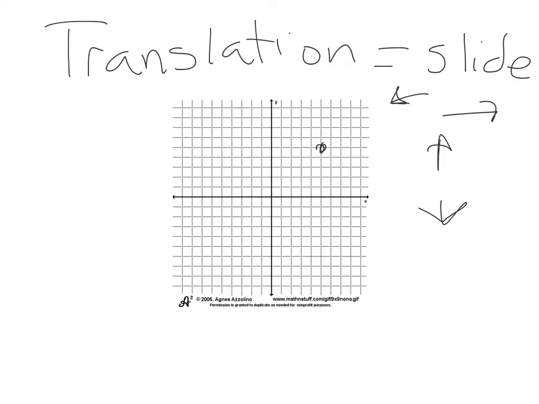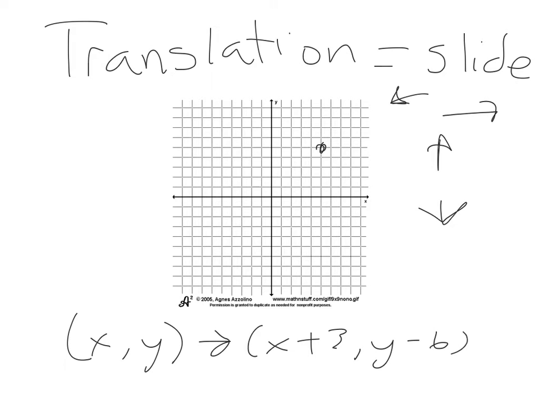And in your case, for number 1, it asks you to translate the following points, and you're given (x, y), and it wants the translation to be x plus 3, y minus 6. So we're going to do that.